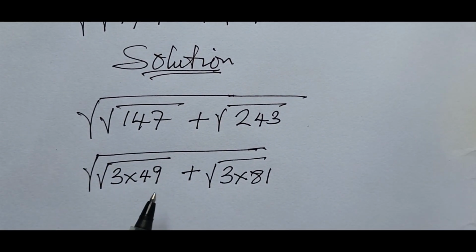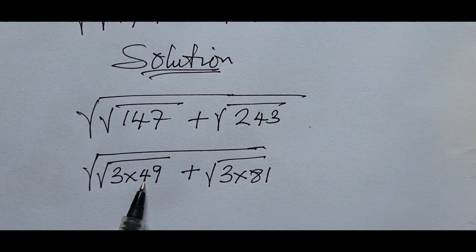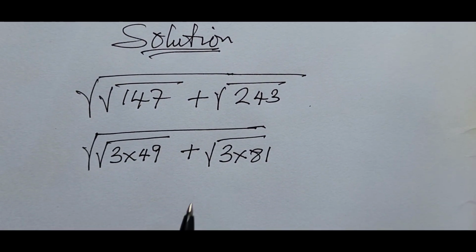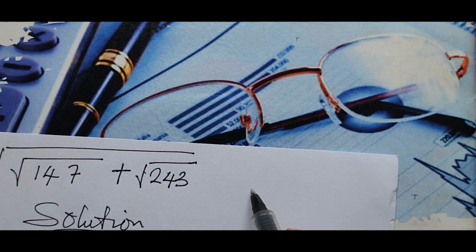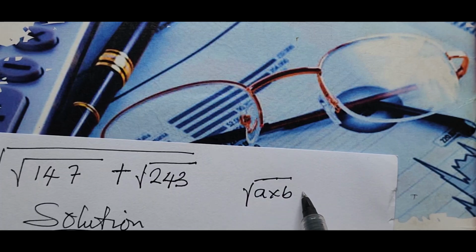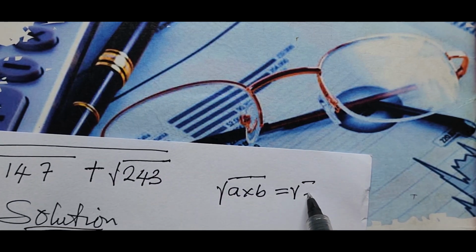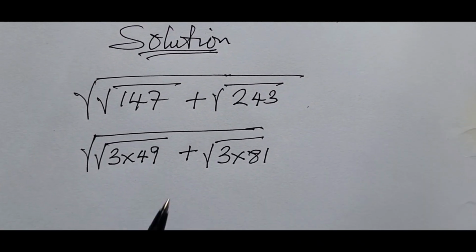Now, if you look at the quantities we have here, you discover that 49 is a perfect square and 81 is also a perfect square. So let's go ahead and rewrite this. Applying a law of surds, when you have the square root of a times b, this is equal to the square root of a times the square root of b separately. So if we apply this, then we can rewrite everything here.